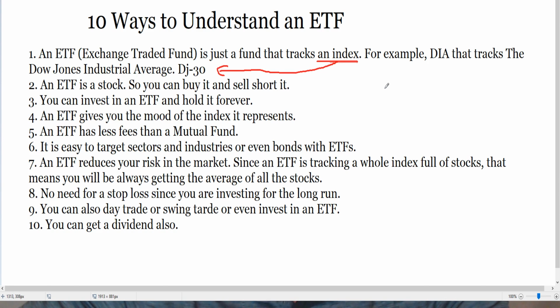Now, what does an ETF do? An ETF, it is just a stock that tracks an index, whatever the index is. Okay? So, I'll just give you an example. The Dow Jones Industrial Average, which is 30 stocks, this is the index. Now, what is the ETF that tracks it? It's called DIA.